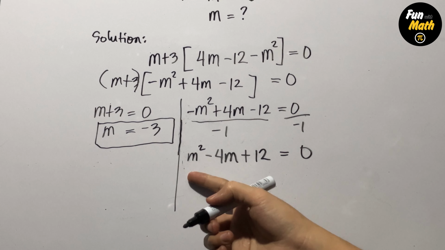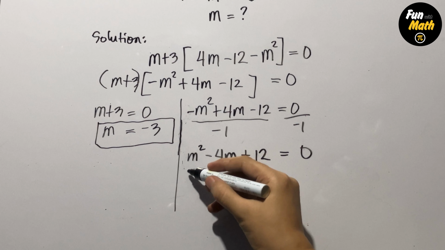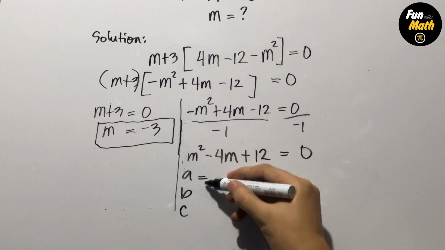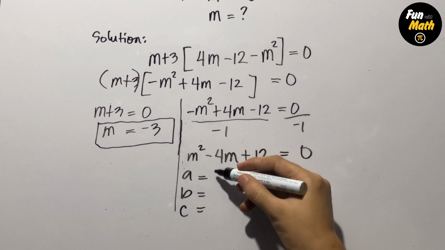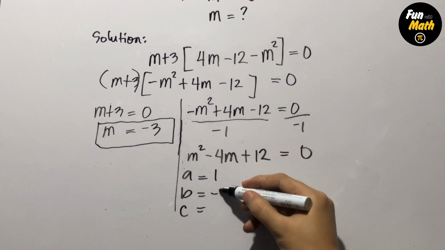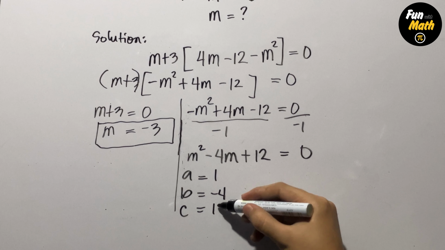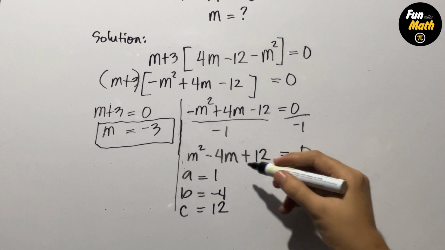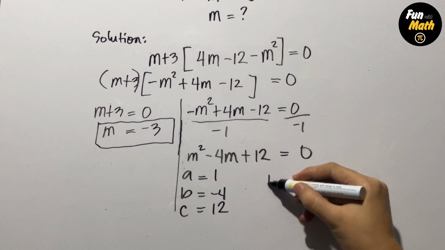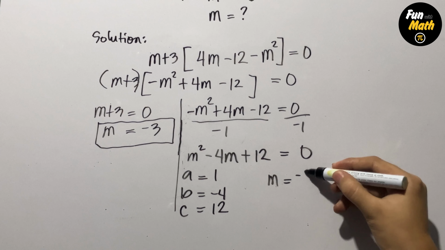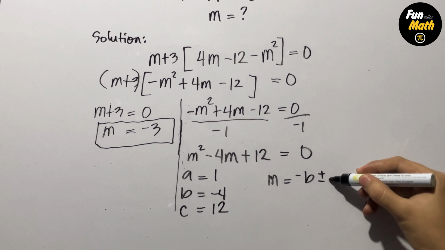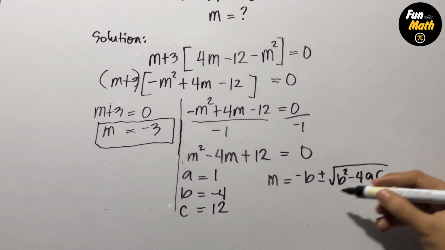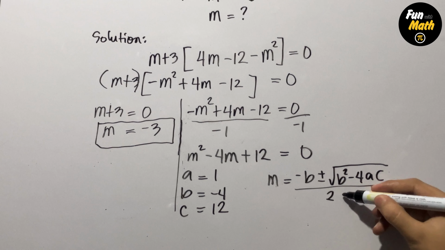But before that, let's first identify the values of a, b, and c. For a, that is 1, b is negative 4, and c is positive 12. And the quadratic formula, with the variable m, is m is equal to negative b, plus or minus the square root of b squared minus 4ac, all over 2a.